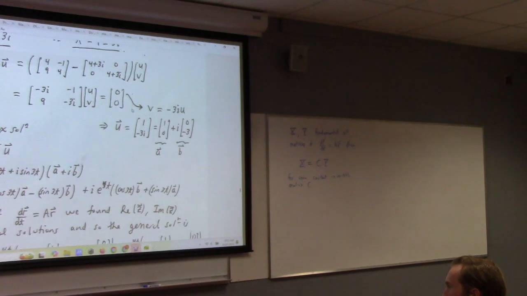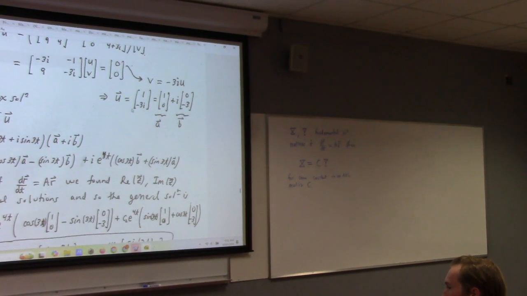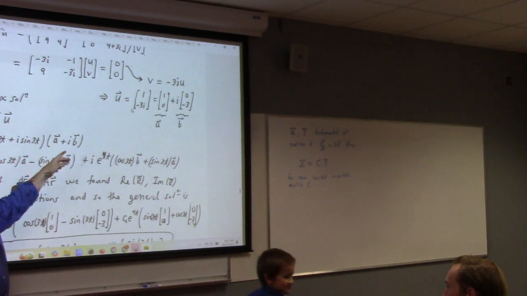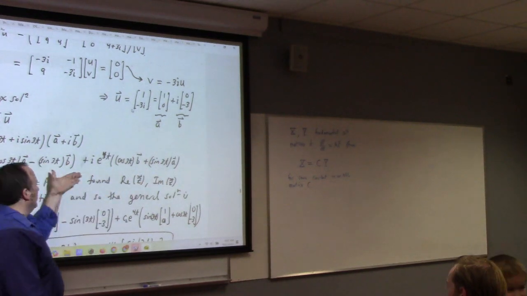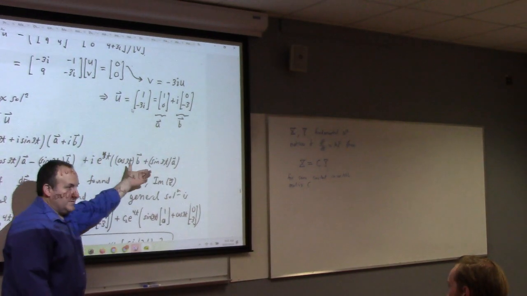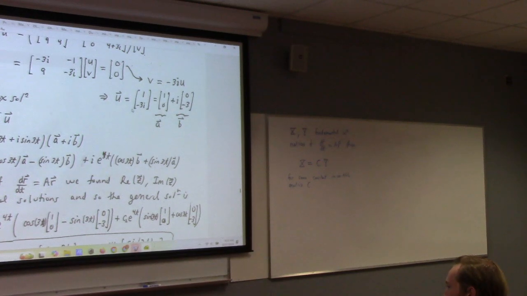That's what the book does in section 9.6, I believe. And so there you go. There's my complex exponential like that. My complex eigenvector over here. Multiply it out, real stuff, imaginary stuff, my solution 1, solution 2, and there's the general solution down there.